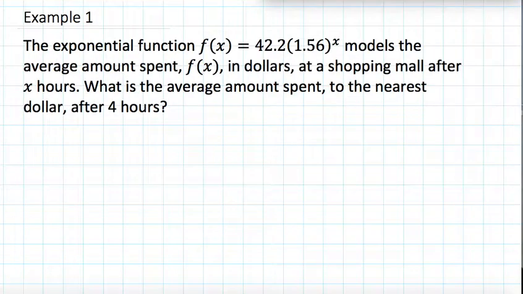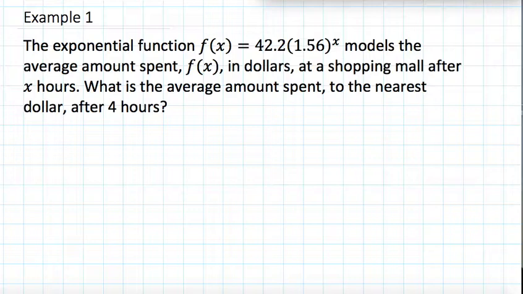It says the exponential function f of x equals 42.2 times 1.56 to the x power models the average amount spent f of x in dollars at a shopping mall after x hours. What is the average amount spent to the nearest dollar after 4 hours? So this is an exponential function because our variable x is in the exponent, or in the power. And that makes it different from any of the functions that we've seen before.